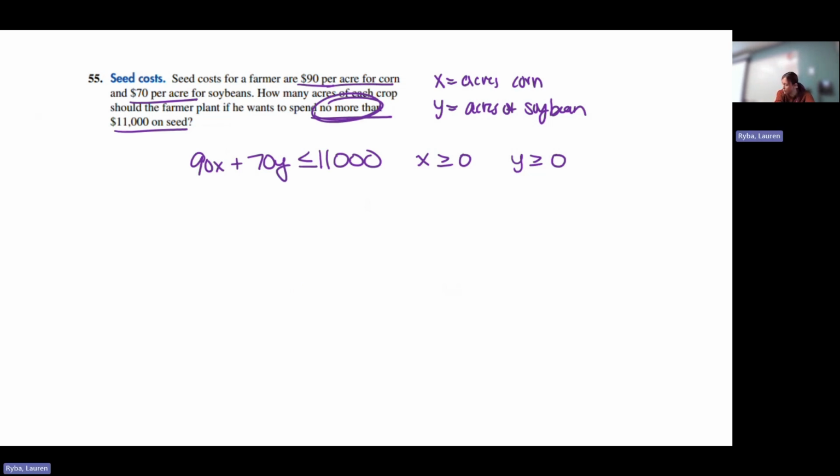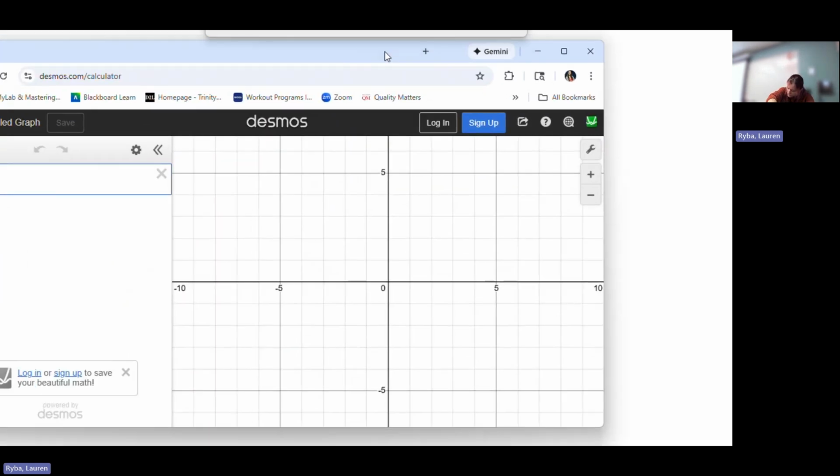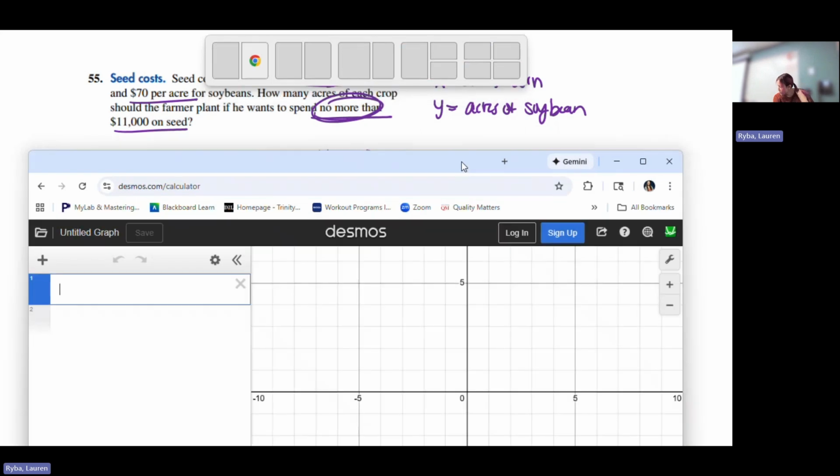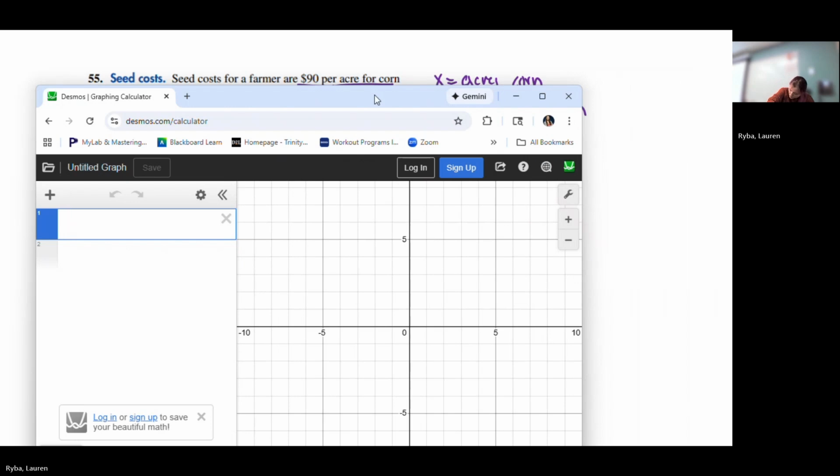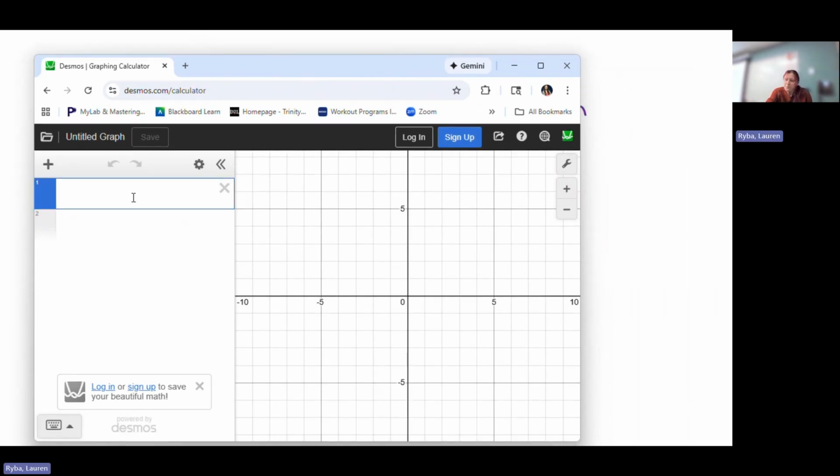And you are going to open just the regular graphing calculator now. So no more need for the matrix calculator here. Okay. You'll start with 90x plus 70y. To get less than or equal to, you literally type the less than symbol immediately followed by the equals symbol. And it will put it together.